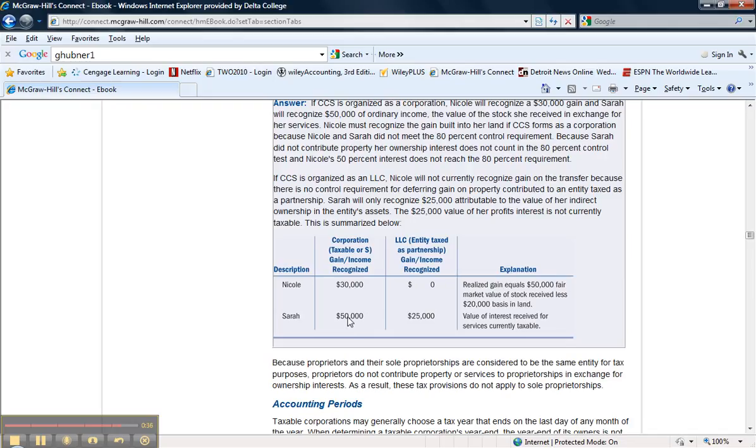With an LLC, there's more flexibility here. There's a better answer usually. There's no tax to Nicole, all the gain is deferred, and to Sarah, she's only got to pay tax on the $25,000 of interest that she immediately has access to, not the future profits. I'll continue in the next video.